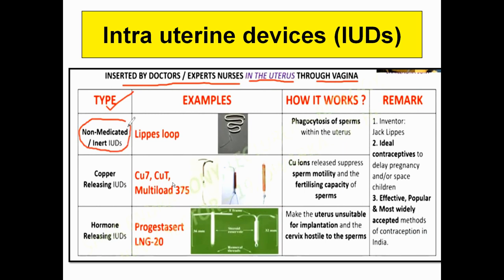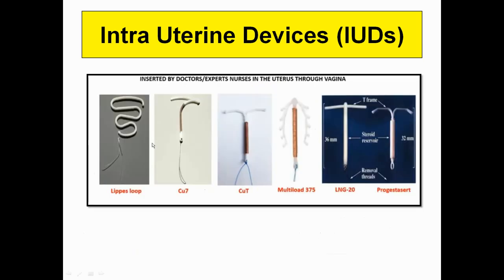The basic advantage associated with the IUDs is that they are easily available at the healthcare centers, widely used, and they avoid pregnancy and space out the children for family planning. Now you can have a look at the other intrauterine devices: Lippes loop, Copper 7, Copper T, Multiload 375, LNG 20. You can see the size, and Progestasert.